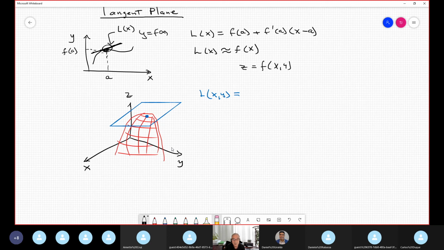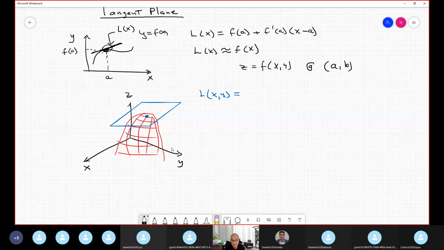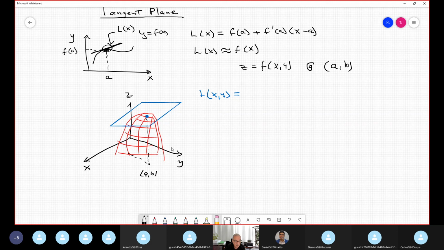You need to find the linear approximation, which is the tangent plane in three dimensions, at the point a, b. A represents the component on the x-axis, and b is the component on the y-axis. And of course, the component on the z-axis is f of a, b. Look, it's similar to this formula. This is the beauty of mathematics.